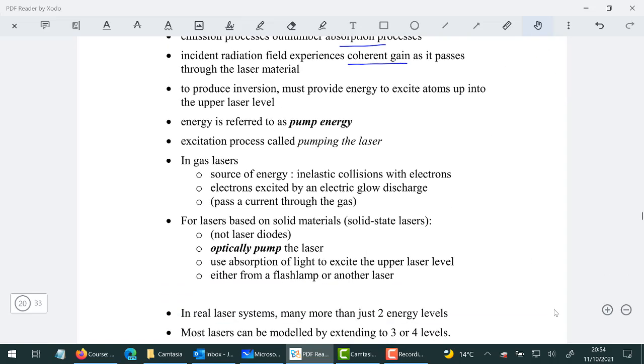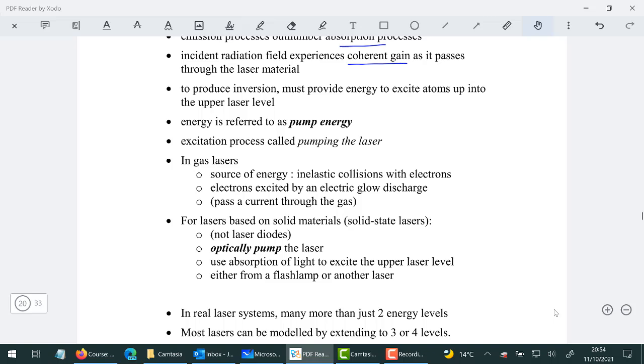In gas lasers, that might be from the current being passed through the gas, as in a neon tube, and you're getting inelastic collisions with the electrons. The electrons are then transferring energy, moving the atoms or ions up into higher energy states, and then when they relax back down, they give out spontaneous emission and hopefully stimulated emission.